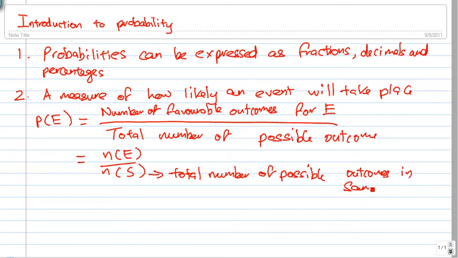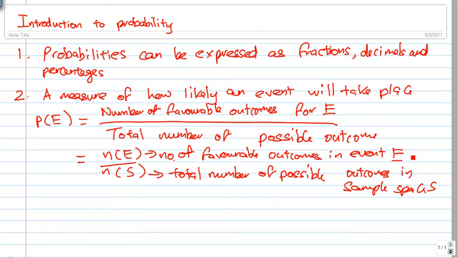In sample space S. And N(E) is the number of elements, or rather the number of favorable outcomes in event E.